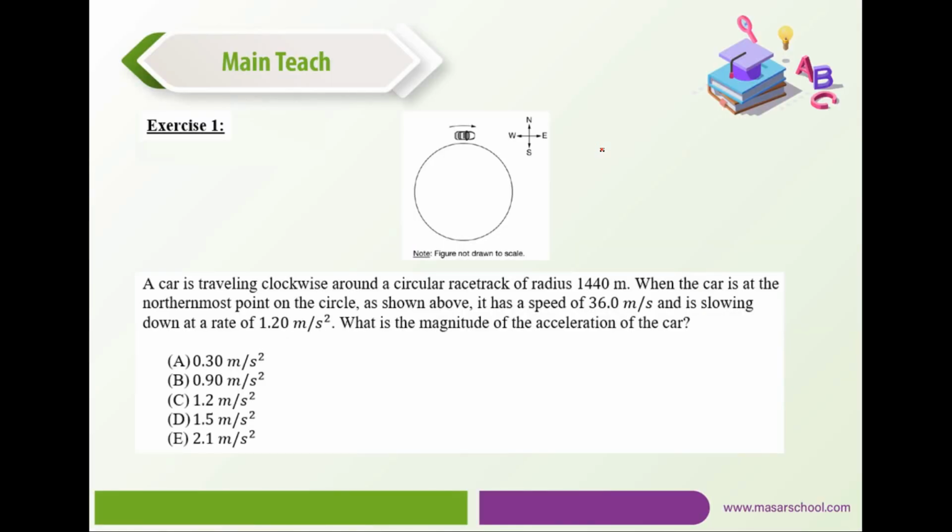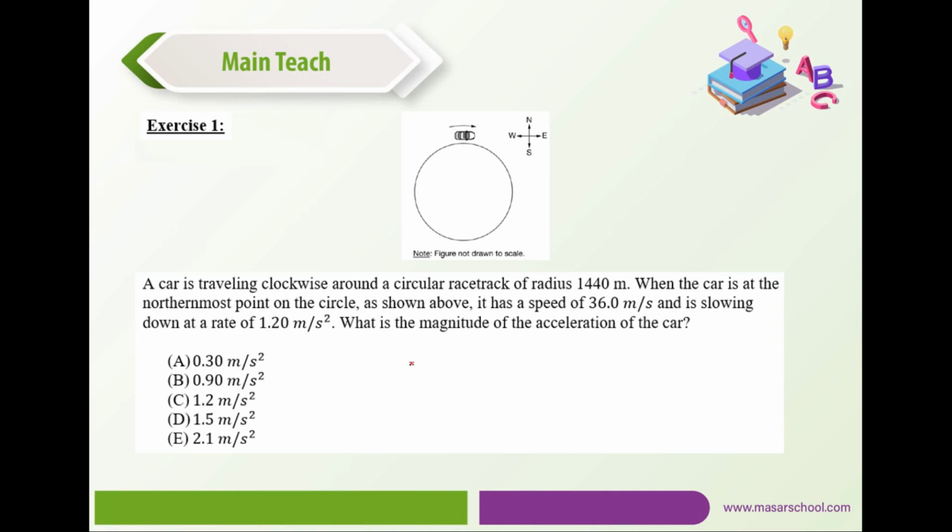Now exercise 1: a car is traveling clockwise around a circular track of radius 1440 meters. When the car is at the northernmost point on the circle as shown above, it has a speed of 36 meters per second and it's slowing down at a rate of 1.2 meters per second square. What is the magnitude of the acceleration of the car?